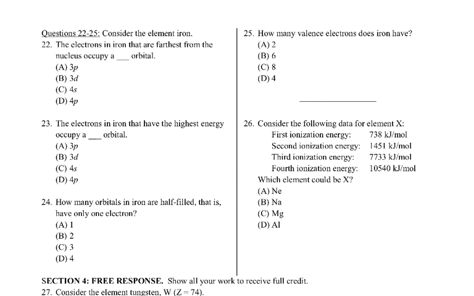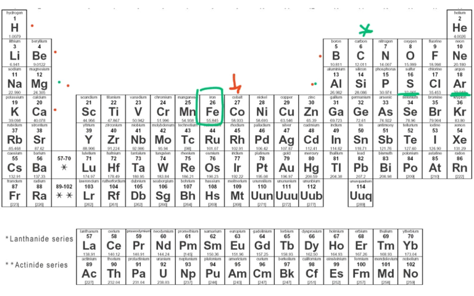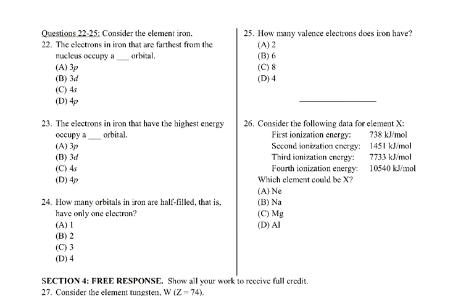22. Consider iron. Okay, the electrons in iron that are farthest from the nucleus occupy which orbital? Well, this means that we know what iron looks like. Okay, so let's go back to our periodic table. Here's iron. Okay, so iron, where it is, it would be 1s2, 2s2, 2p6, 3s2, 3p6, 4s2, 3d, 1, 2, 3, 4, 5, 6. So iron would be 1s2, 2s2, 2p6, 3s2, 3p6, 4s2, 3d6. So we have to know that before we can answer our questions.